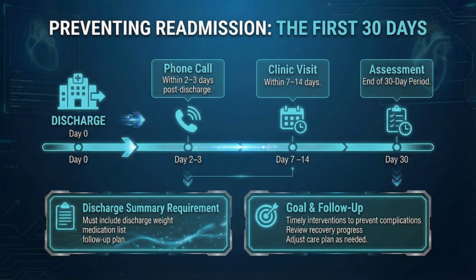A follow-up phone call should occur within 2 to 3 days. A clinic visit must be scheduled within 7 to 14 days. And the discharge summary is a critical communication tool. It must clearly state the patient's discharge weight, their final medication list, and the details of their follow-up plan.